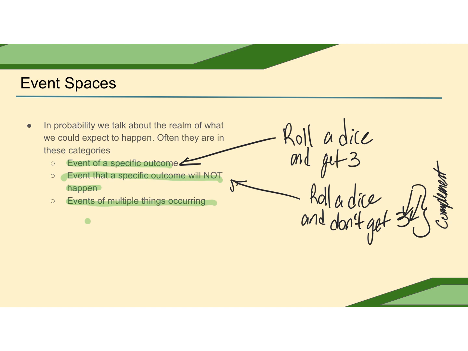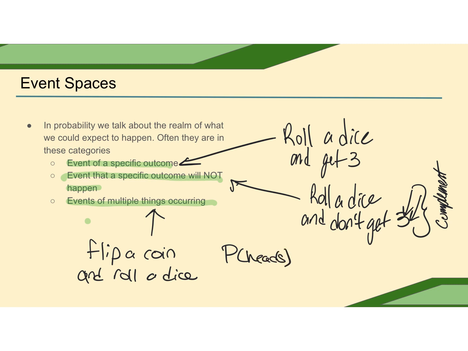And then there's the odds of multiple things occurring. Now, this is what we're going to talk about at the end of 11.2. But let's say I want to flip a coin and roll a dice. So let's say I want the probability of getting a heads and the probability of rolling a 3.